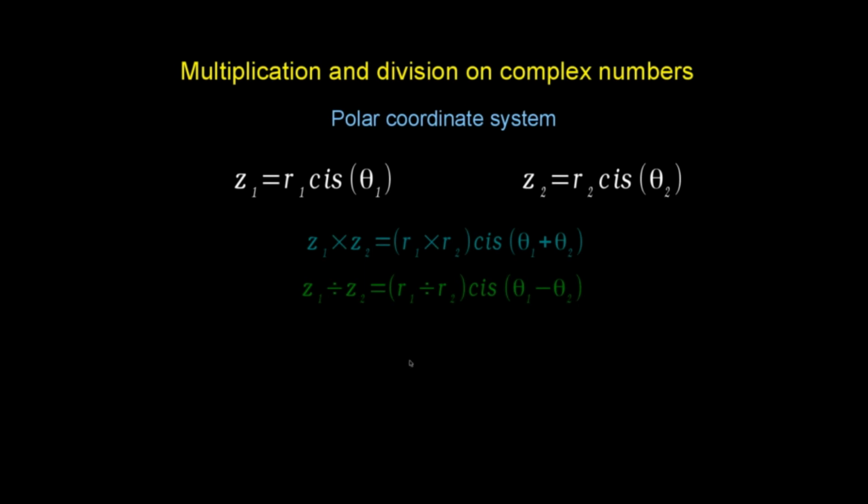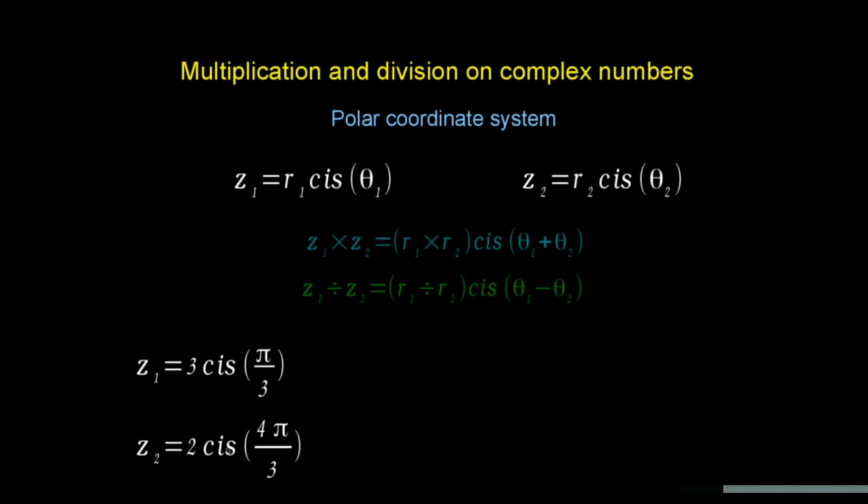Now let's take another example. Imagine that we have these two complexes here, z1 equals 3 cis π/3 and z2 equals 2 cis 4π/3. Let's see the results of the multiplication of these two complex numbers.